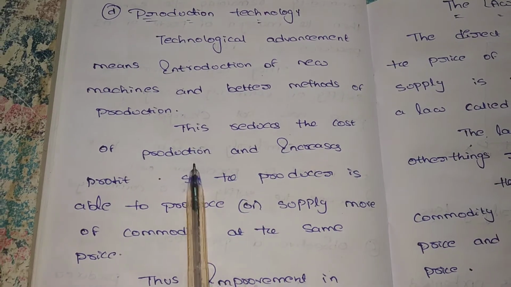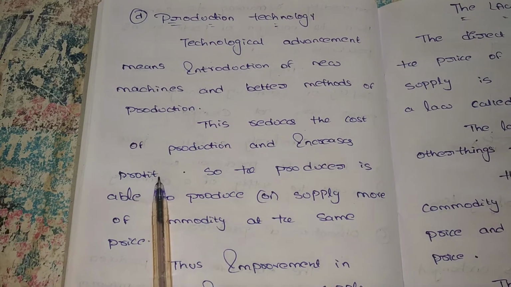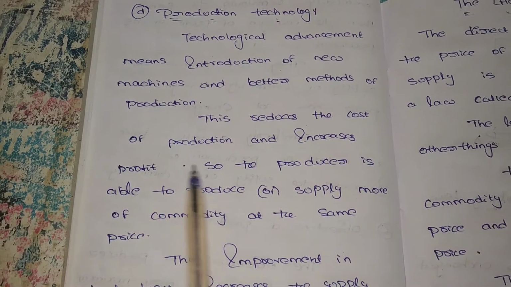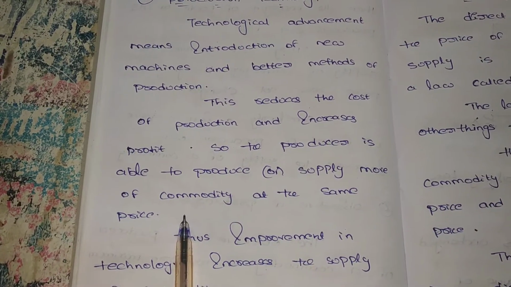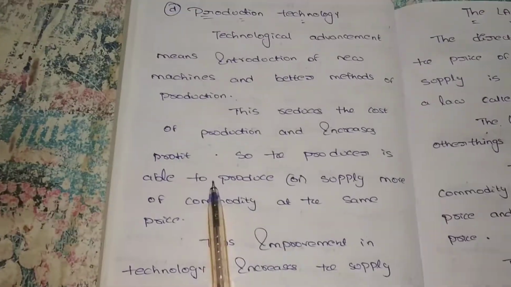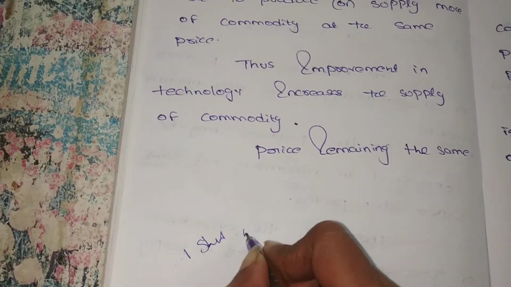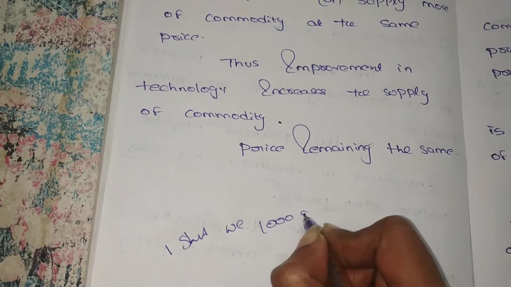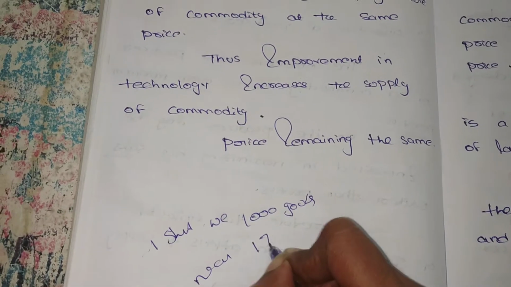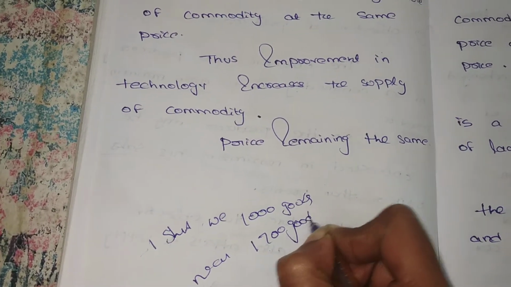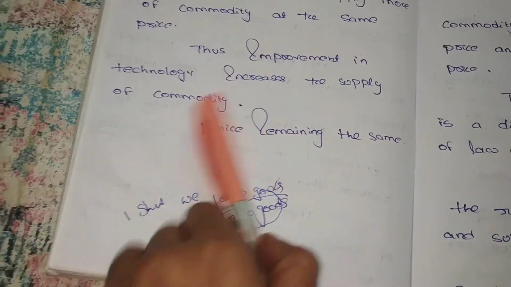This reduces the cost of production and increases the profit. We know that while introducing a new technology, it reduces the cost of production and increases the profit. So the producer is able to produce or supply more of a commodity at the same time. For example, before the new technology, in one shift we produced 1000 goods, but with new technology we are producing 1700 goods. So there are 700 goods more than before.